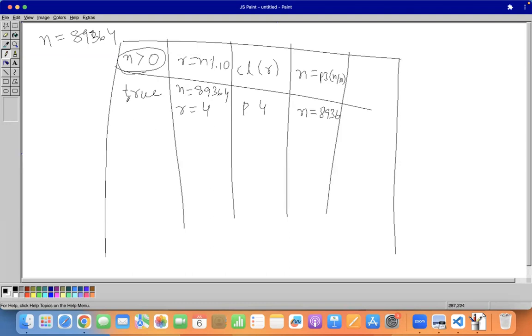After that, by this time, what is the condition? 8936 greater than 0. What is that going to give you? True. Then r becomes 6. Can you write it directly? If it is very good, then it prints 6.